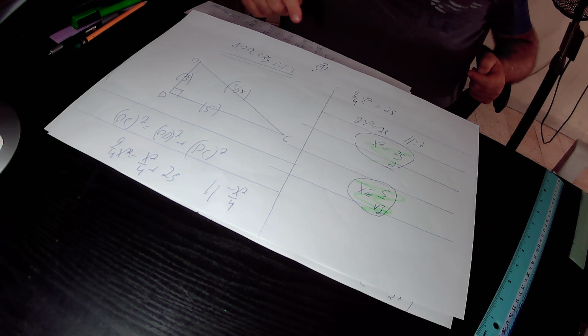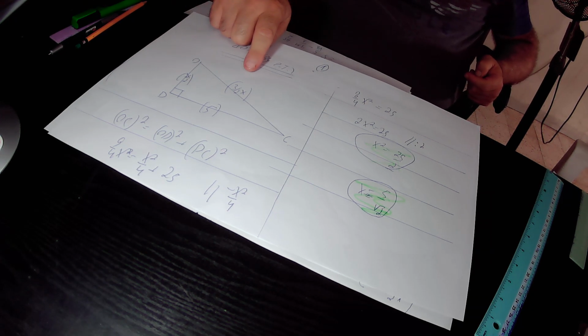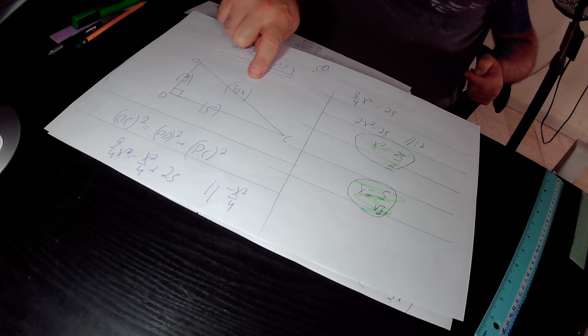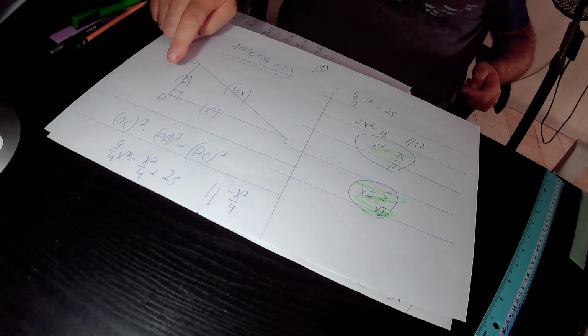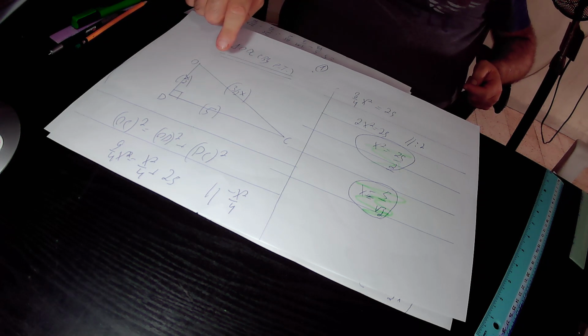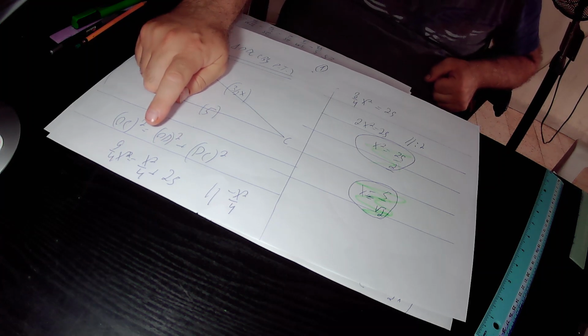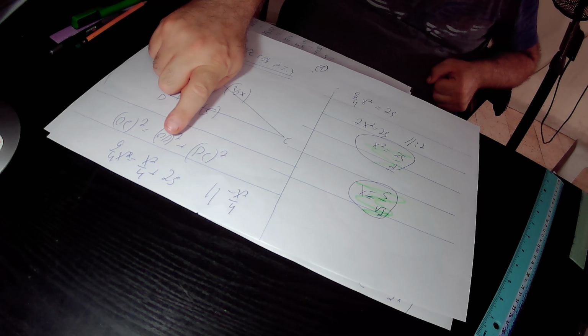OC is 3 over 2 x, therefore OC squared is (3 over 2 x) squared, that is 9 over 4 x squared, and it equals OD squared. OD is x over 2, therefore OD squared is x squared over 4, plus DC squared. DC is 5, therefore DC squared is 25. So 9 quarters times x squared equals x squared over 4 plus 25.